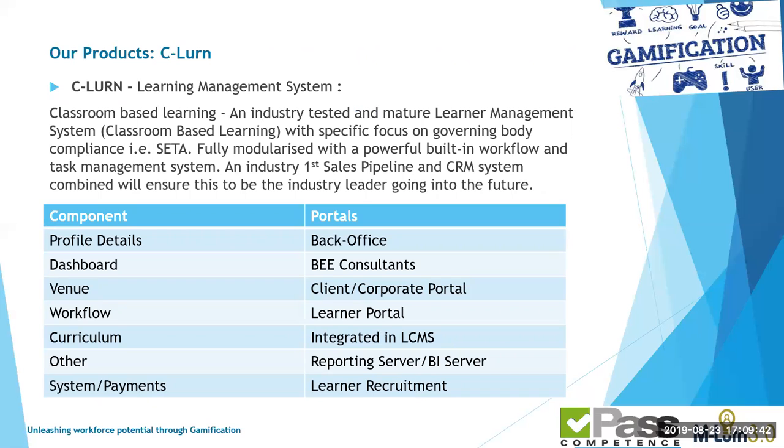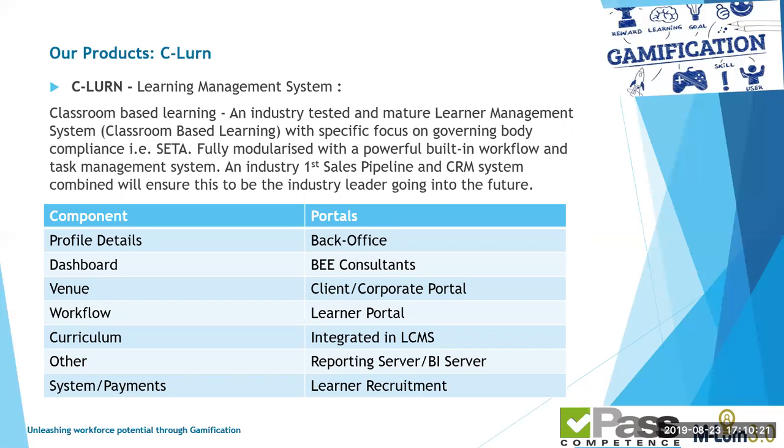So if you look at our product suite, the initial one, C-Learn. C-Learn is a learning management system, so it's for classroom-based learning. An industry-tested and mature learner management system, classroom-based learning, with specific focus on governing body compliance, i.e. the CETAs. It's fully modularized with a powerful built-in workflow and task management system, and it has an industry-first sales pipeline and CRM system combined, which will ensure that it is the industry leader going into the future as well.